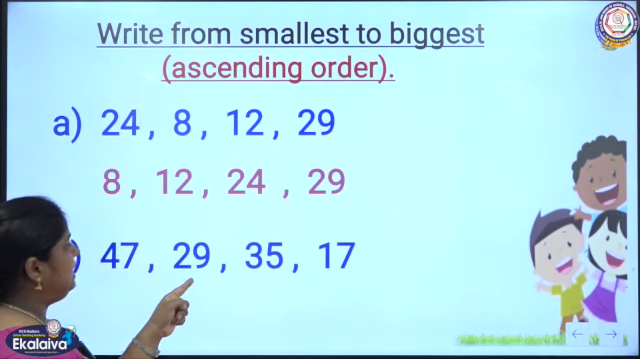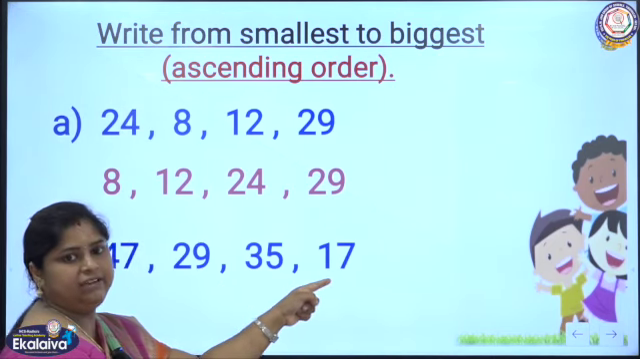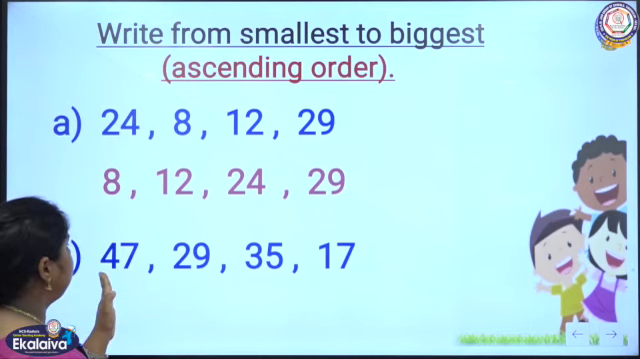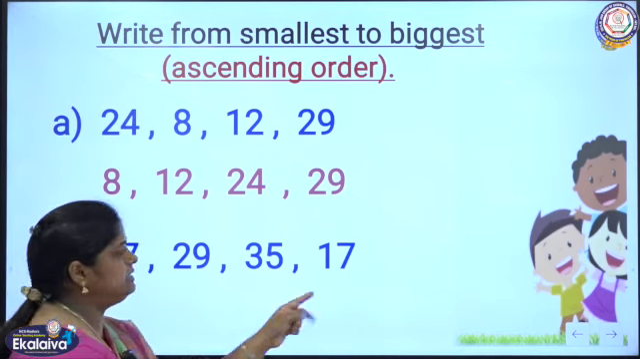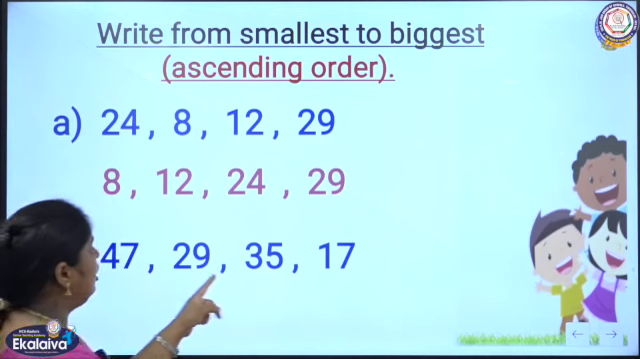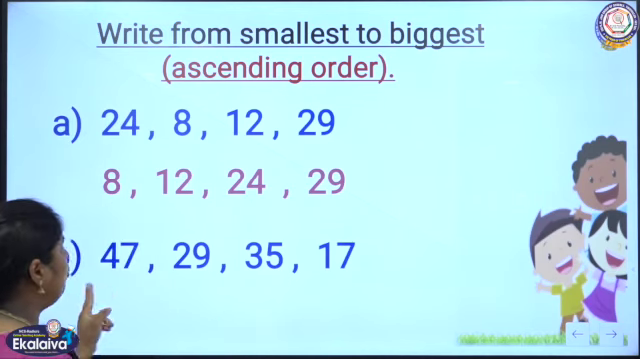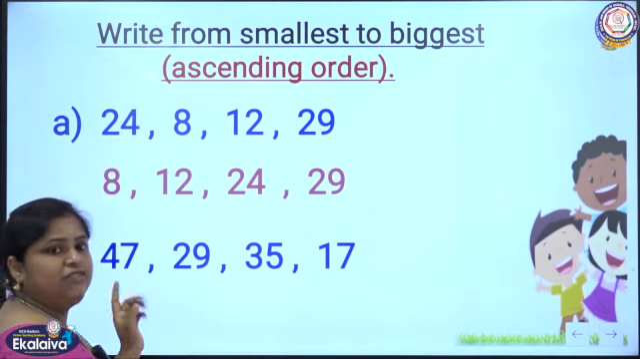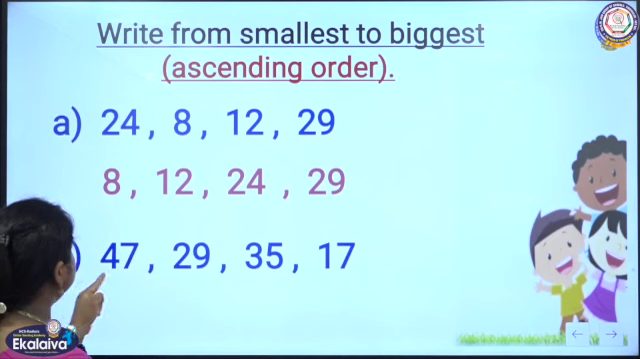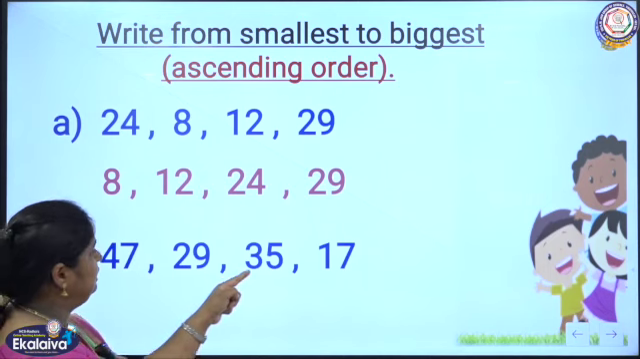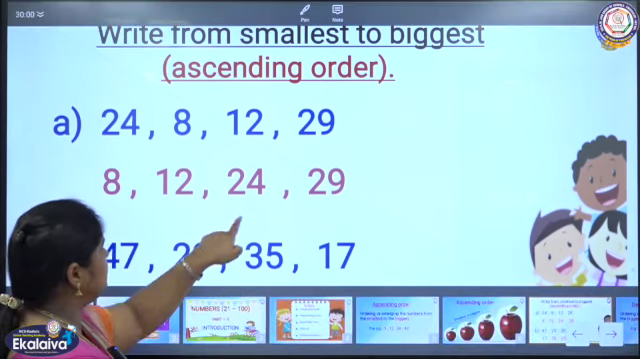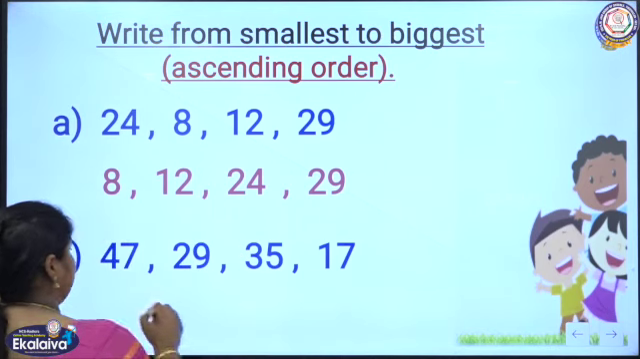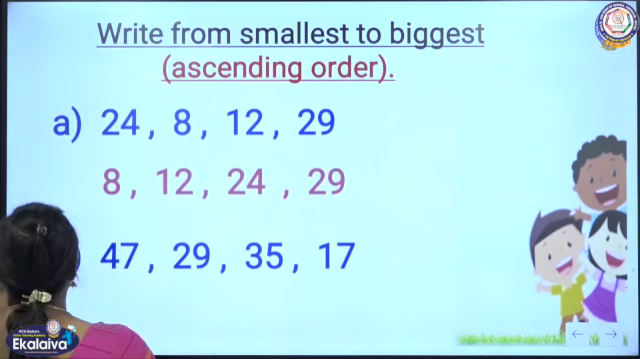47, 29, 35, 17. We are going to arrange these numbers in order. So, first I am going to check the digits. See, all the numbers are 2-digit numbers. So, I am going to use my second trick, that is I am going to check the tens value of the numbers. See, 4, 2, 3, 1, isn't it? So, now it is clear that 17 is smallest among these numbers.